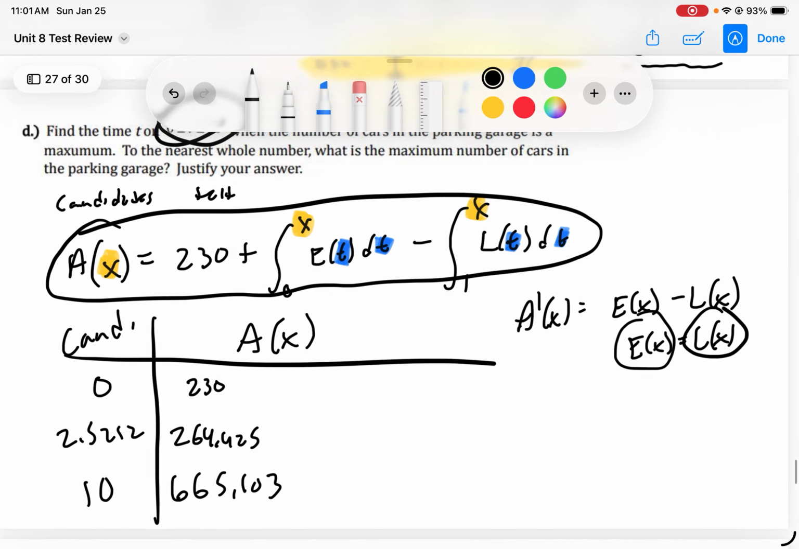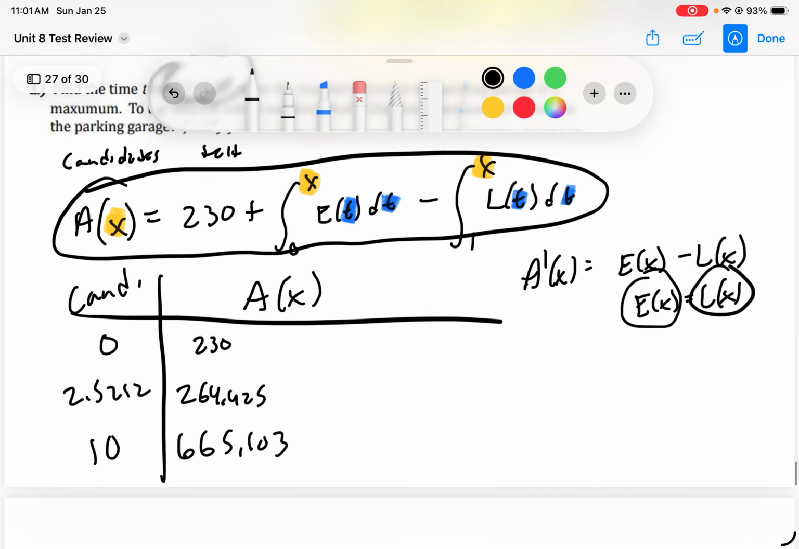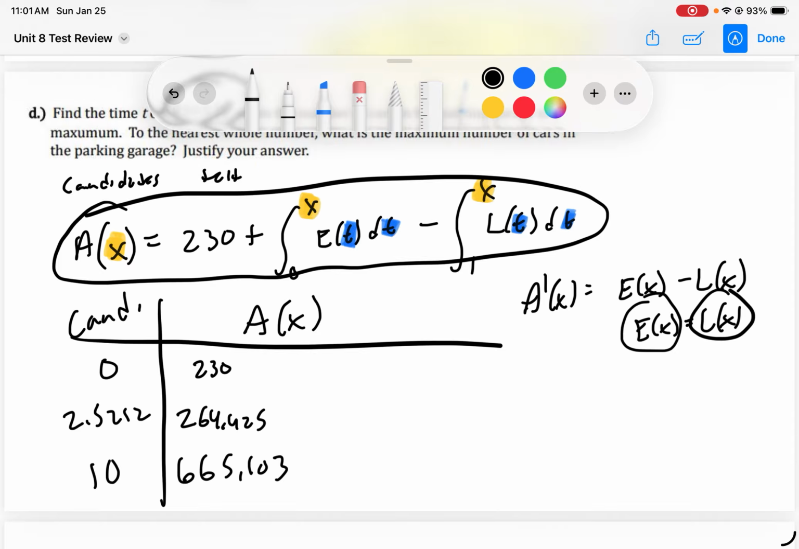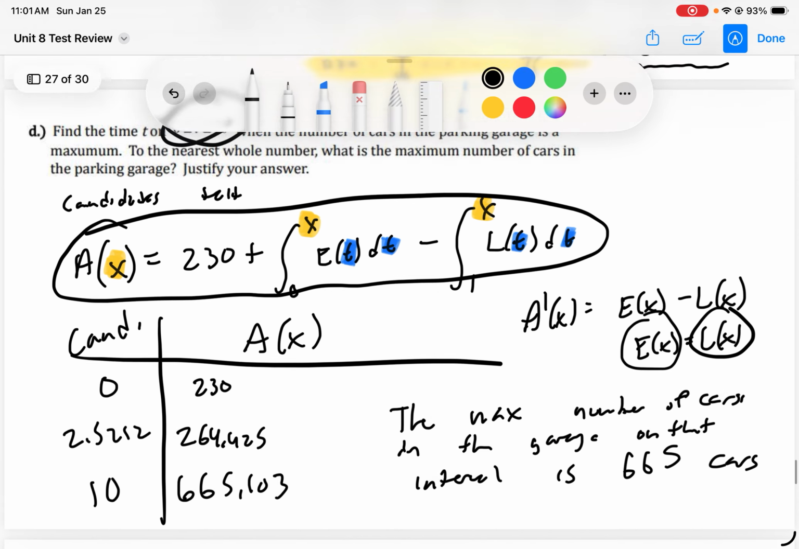665.103. So what does the question say? To the nearest whole number, okay, so whole cars, what's the maximum number of cars in the parking garage? So the last one asked, when did it happen? This one says, what is the max? The max number of cars in the garage on that interval is 665 cars. It doesn't ask when, and I'm not going to tell it when, because if I mess it up, I'll look stupid. To the nearest whole number, that's the max.